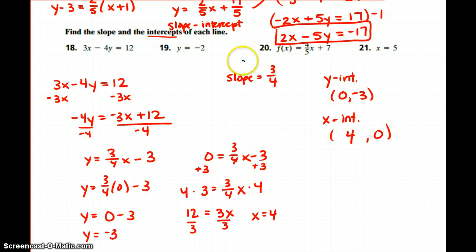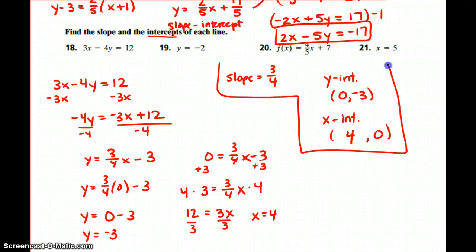So those are just two problems from your 2.2 homework that I was surprised that nobody asked me about. But again, if you have questions, please don't hesitate to email or come in for help.